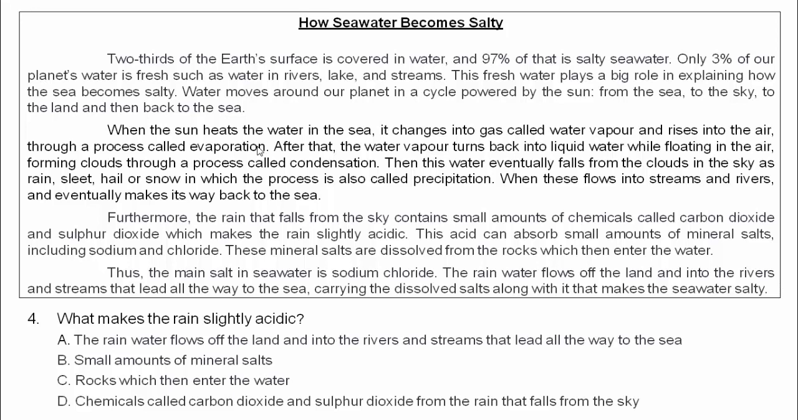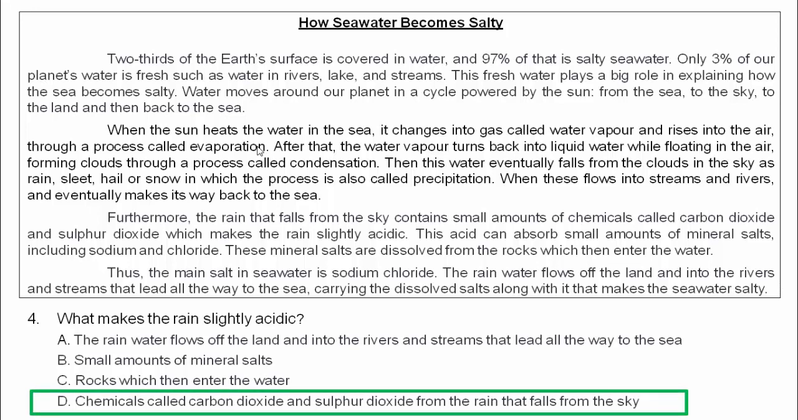Oke, mari kita lihat jawabannya. The answer is D. Chemicals called carbon dioxide and sulfur dioxide from the rain that falls from the sky. Kita lihat pada paragraf ke-3 di sini. Which makes the rain slightly acidic. Jadi kita lihat di sini, maka kalimat penjelasan bawahnya ini yang sampingnya ini adalah penyebabnya yang membuat jadi slightly acidic. Jadi chemicals called carbon dioxide and sulfur dioxide ini ya, from the rain that falls from the sky.